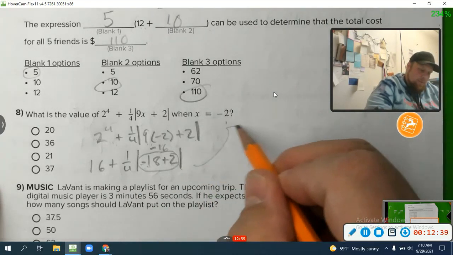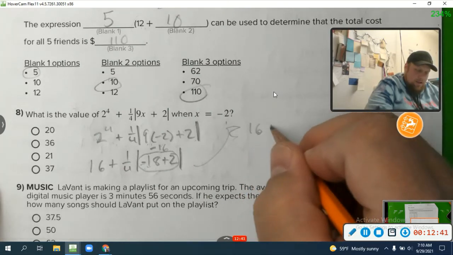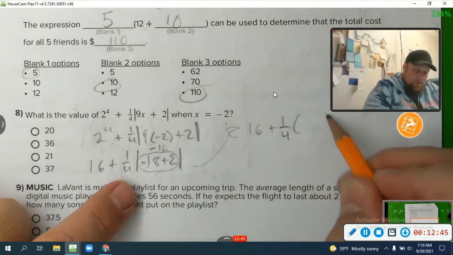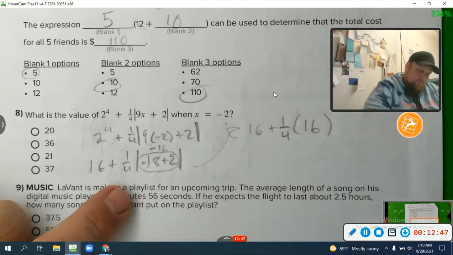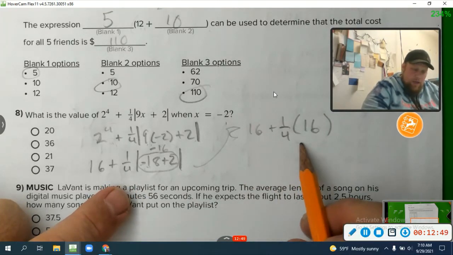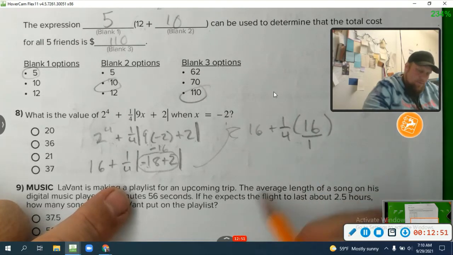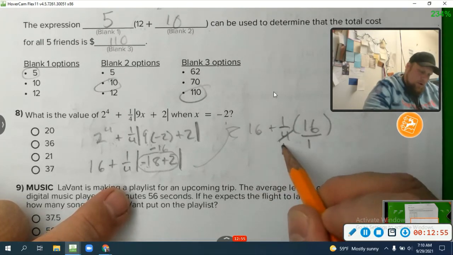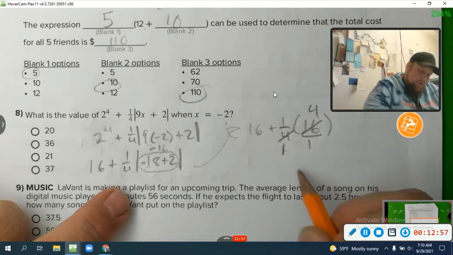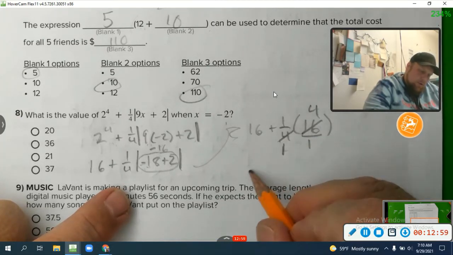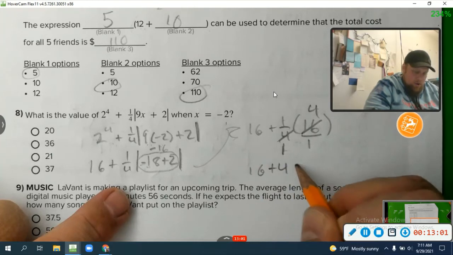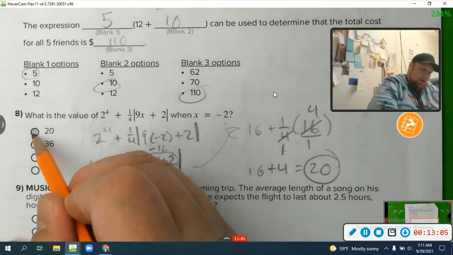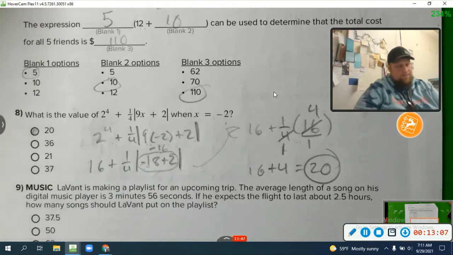So let's go up here now. I'm going to have 16 plus 1/4, and I'm going to change this to regular parentheses because we made it positive 16. Now let's do the multiplication. I can write this over 1. Can anything cross cancel? Yeah. 4 goes into 4 once, and 4 goes into 16 4 times. 1 times 4 is 4. I'm left with 16 plus 4 equals 20. Boom! Which is right here. Sweet sauce.